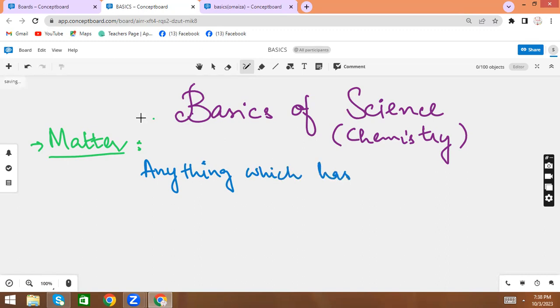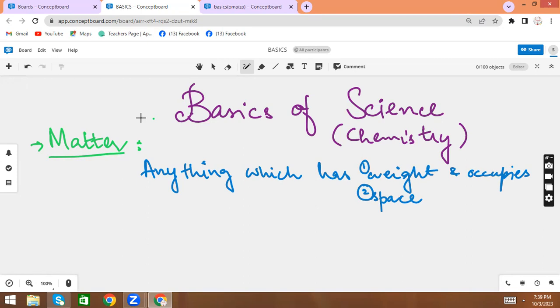has weight and occupies space. So these two are the most important words when we are discussing matter. So matter is anything that has weight and is occupying some space.